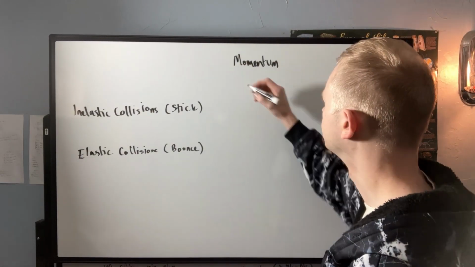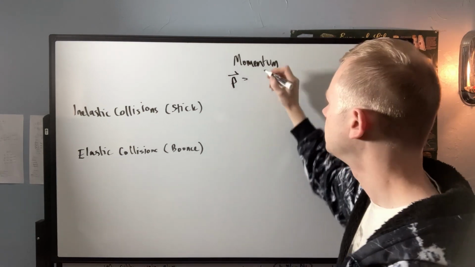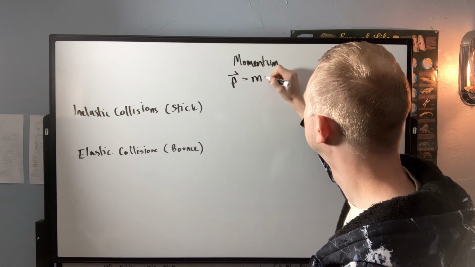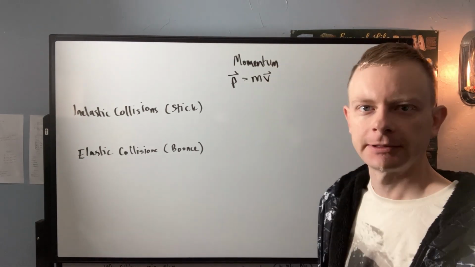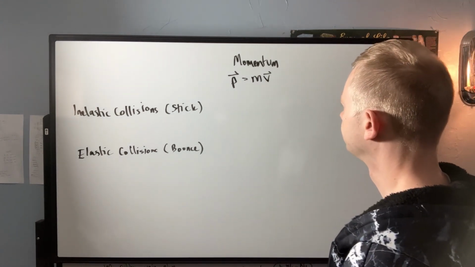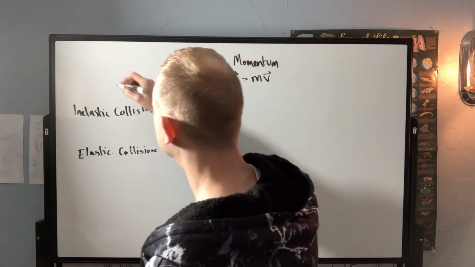Momentum is relatively simple. It's essentially a vector, denoted as P. It's going to be mv, simple. Vector is going to be the velocity, mass is simply a number. So P equals mv.